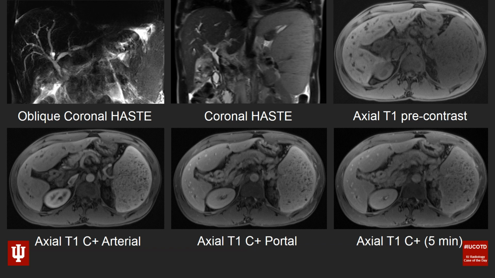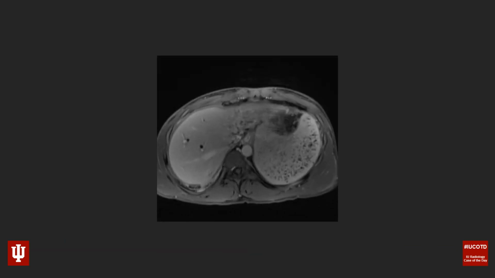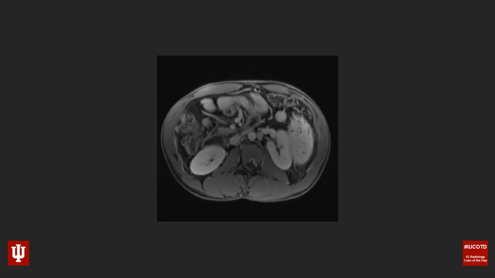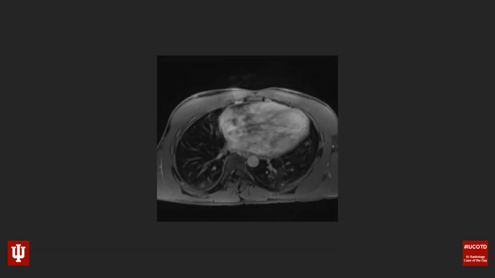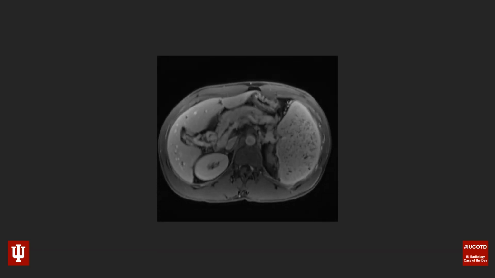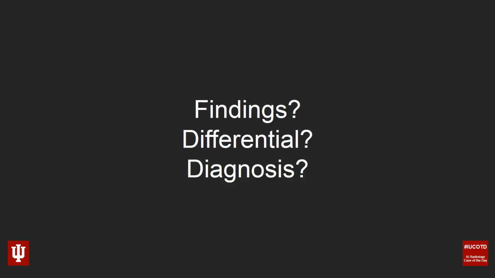Again, this patient has a history of lupus, is presenting with elevated transaminases and alkaline phosphatase. Take a moment to look at the images. Next, I've made a little cine of the portal venous phase imaging, which you may find helpful for this case. Now that you've seen the images, what are the findings? What's your differential? And what is your diagnosis?